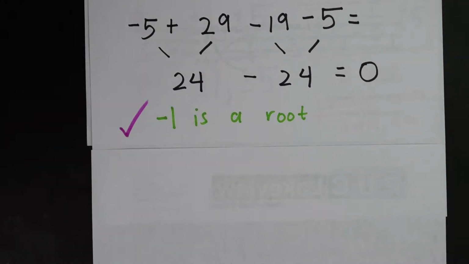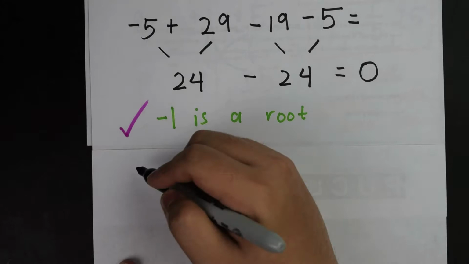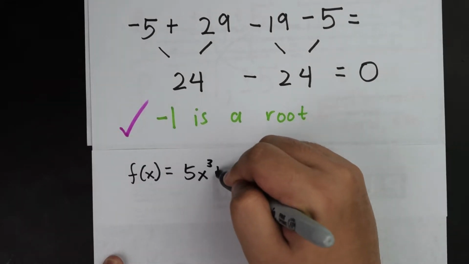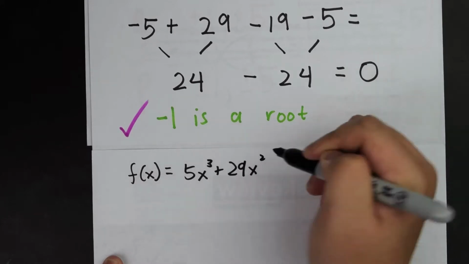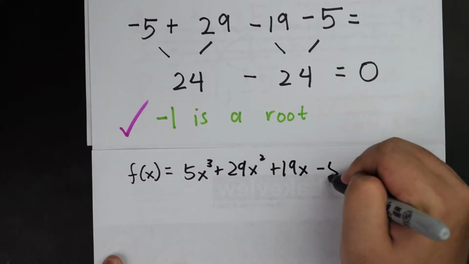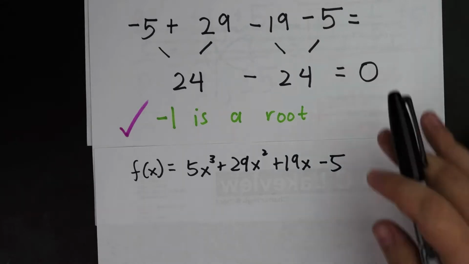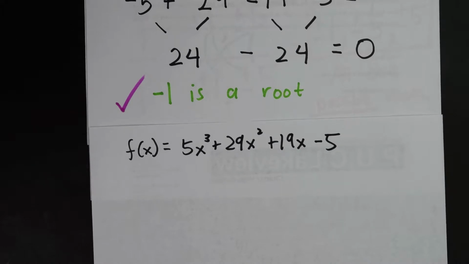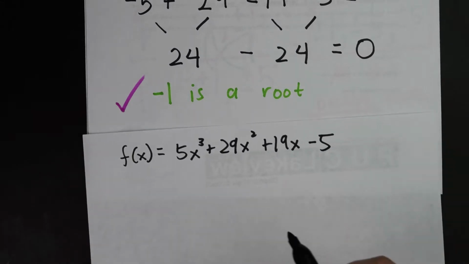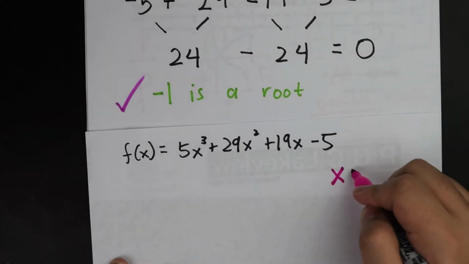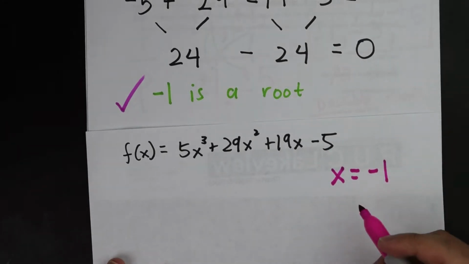Once again, I'm going to write down the original question, which states f of x equals 5x cubed plus 29x squared plus 19x minus 5. The next step for me is to take this negative 1 root that I got and to manipulate it so that I could find other possible values. And so what I'm going to do is understand that because negative 1 is a root, I know that one of my possible answers, and I'm going to write this in red, is this, x equals negative 1. This is one of my answers.